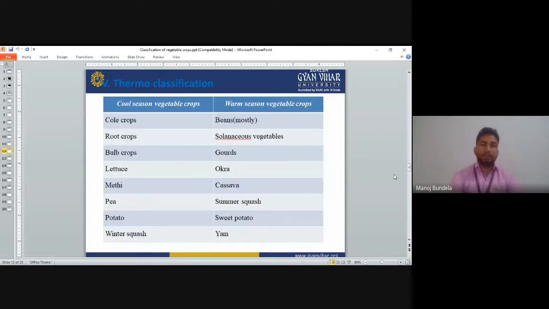Next is thermo classification. There are two types: cool season vegetable crops and warm season vegetable crops. Cool season vegetables require cool temperatures. They are mainly grown in the Rabi season. Warm season vegetable crops are mainly grown in the summer season.